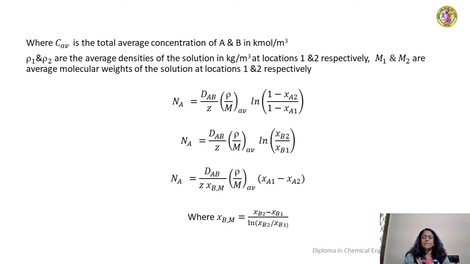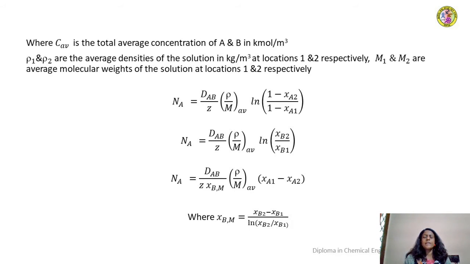After doing that, whatever is there in the denominator, xb2 minus xb1, and that ln xb2 by xb1, if it is taken to the denominator, it becomes xb2 minus xb1 divided by ln xb2 by xb1, which can be written as xbm. So then the equation becomes NA is equal to DAB divided by z xbm into rho by M average into xa1 minus xa2. Now this whole term, DAB by z xbm into rho by M average, together is a group of constants. So that whole thing represents the coefficient.